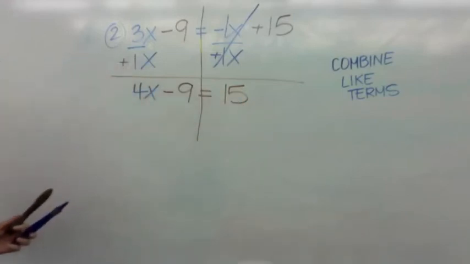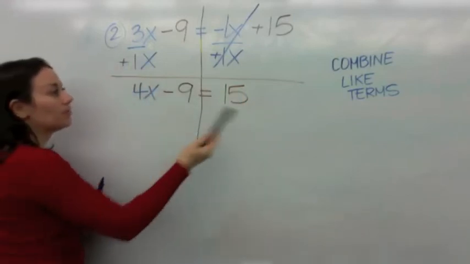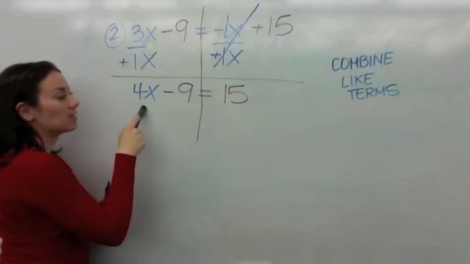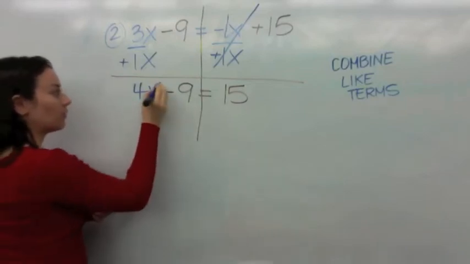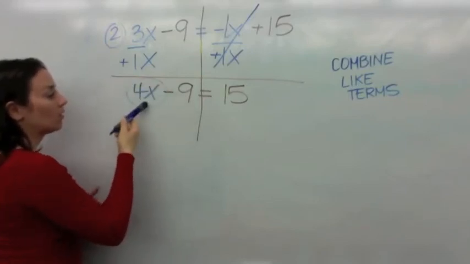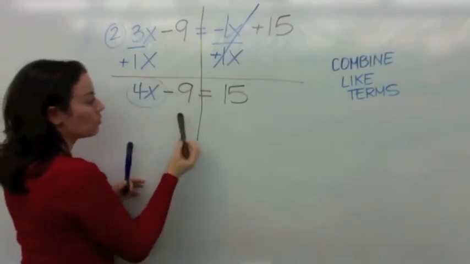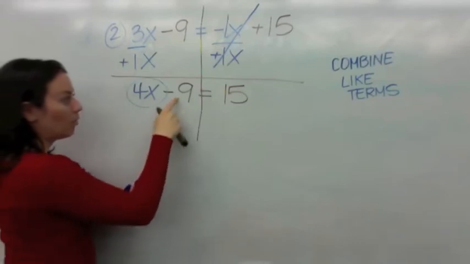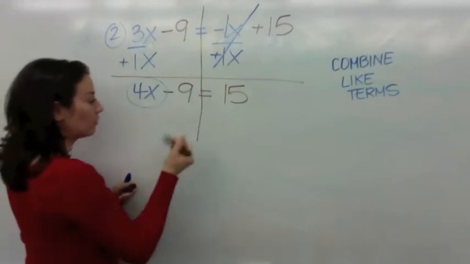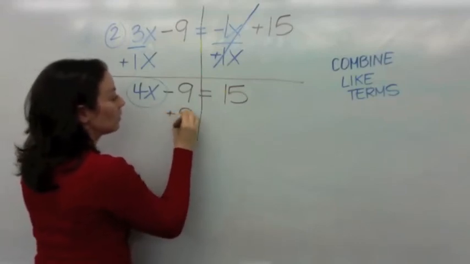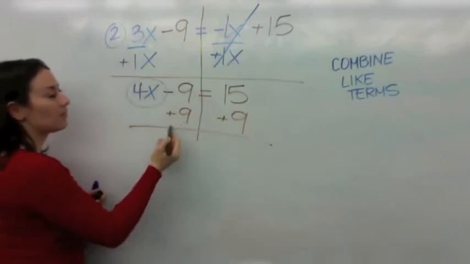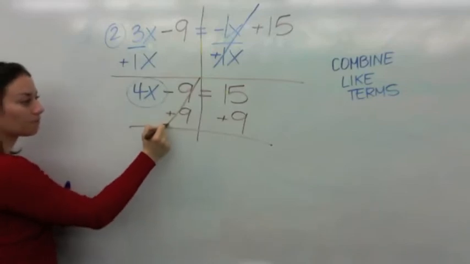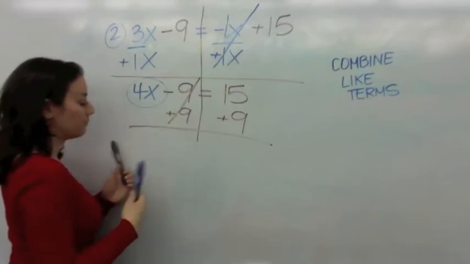All right. So now you combine like terms. You have 4x. All you have to do is make another T-bone steak to solve for 4x. So what are you looking for? You're looking for 4x. So what do you have to do to both sides now? What's the opposite of -9? +9. Add 9 to both sides. -9 and +9 make 0. Okay. Bring down 4x.